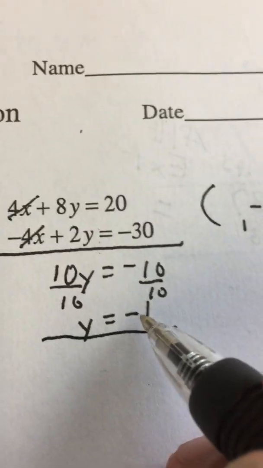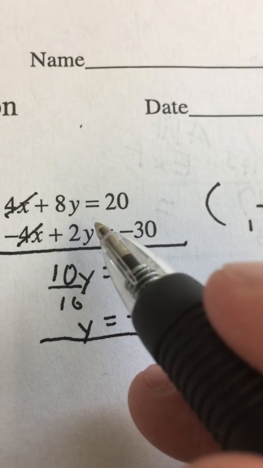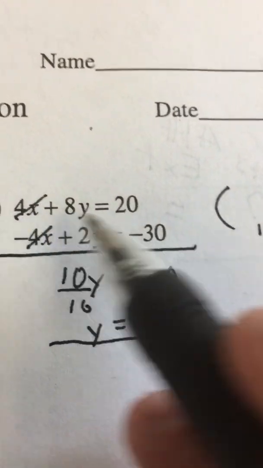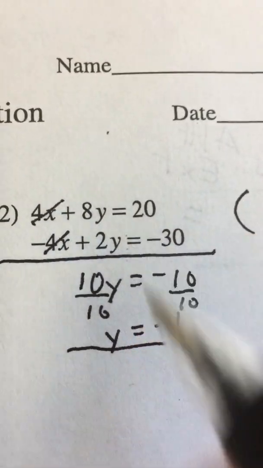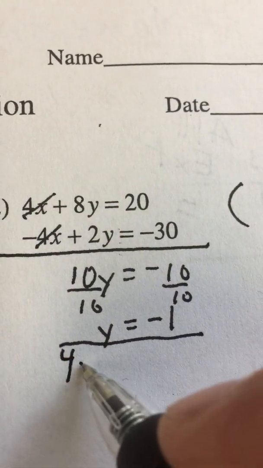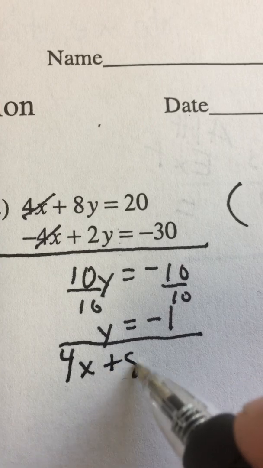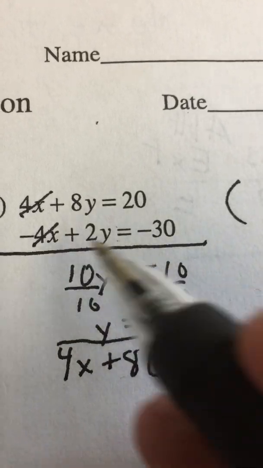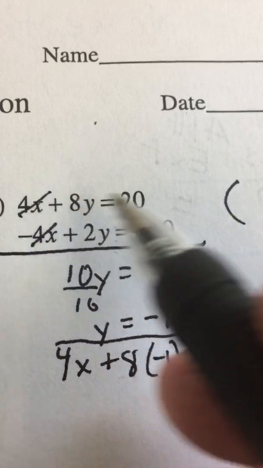So I take the y number that I know, and I can plug it back into either one of the original equations. So it doesn't really matter, but since 30 is kind of big, I'm thinking I'm going to do the first equation. And again, it doesn't matter which one of the two you use. 4x plus 8 times y, and y is negative 1, equals 20. So I use the first equation, so don't get started on one equation and switch to the other one.